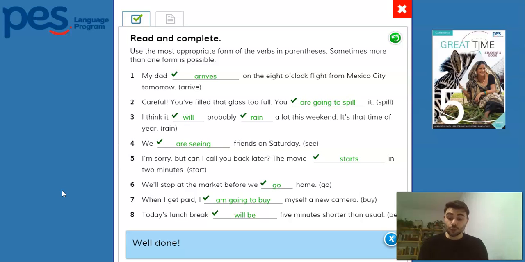Number 7, you could have used going to, just like here, or the present continuous, so when I get paid, I'm buying myself a new camera, or even when I get paid, I will buy myself a new camera, okay? Maybe you decided in the moment, when I get paid, I'll buy myself a new camera, okay? That's when we use will, we just decided something.